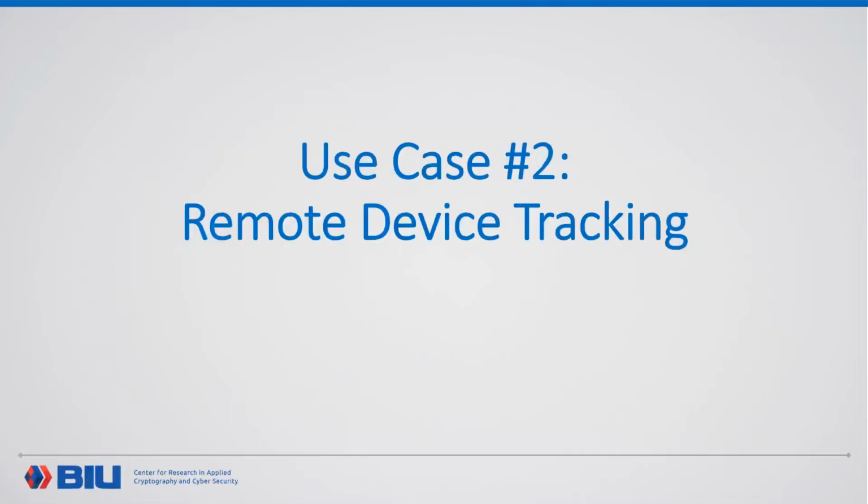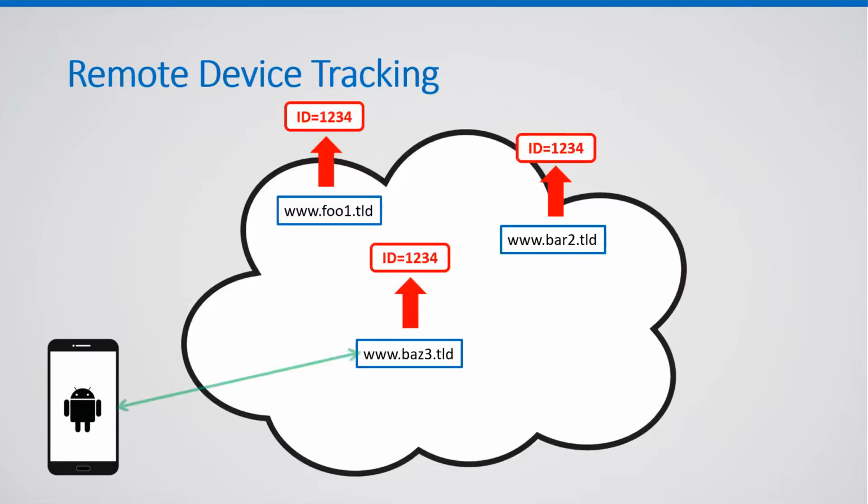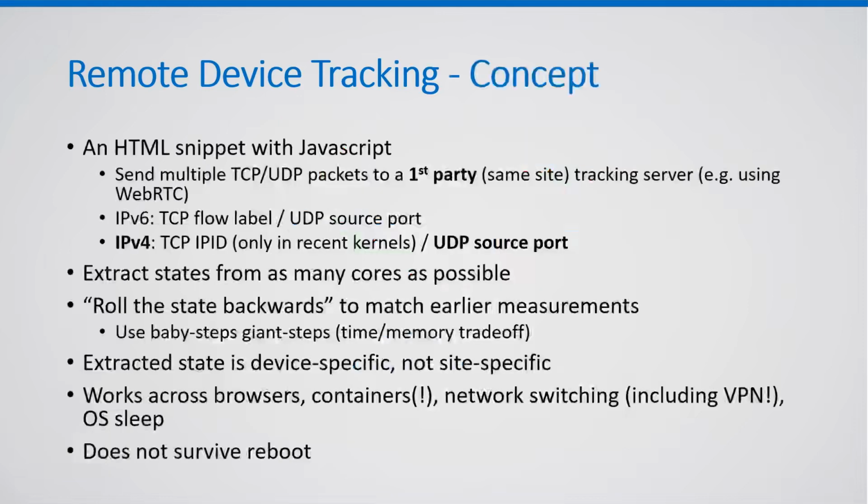Our second use case is remote device tracking. The idea here is to be able to track a device across websites and across time without using common infrastructure, because common infrastructure is easily detected and blocked. The concept is that each site embeds an HTML snippet with JavaScript. This JavaScript sends multiple TCP or UDP packets to a first-party tracking server, so each site runs its own tracking server. WebRTC can be used to send such packets.